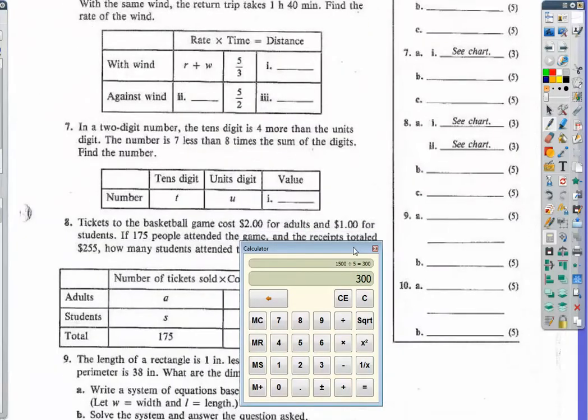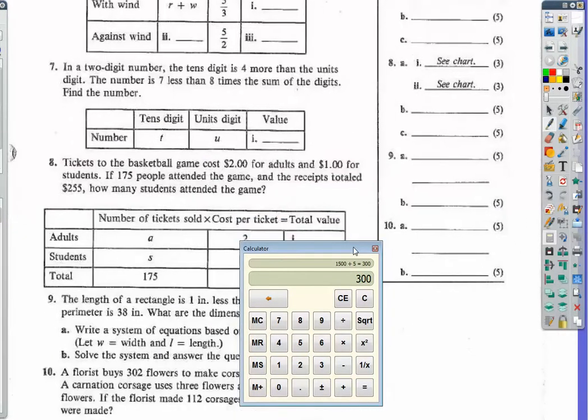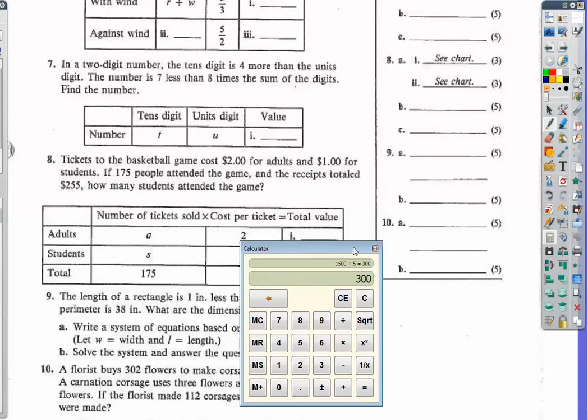All right, in a two-digit number, the tens digit is 4 more than the units digit. The number is 7 less than 4 times the sum of its digits. Okay. So let's first deal with my table.